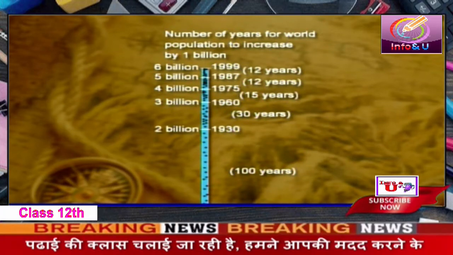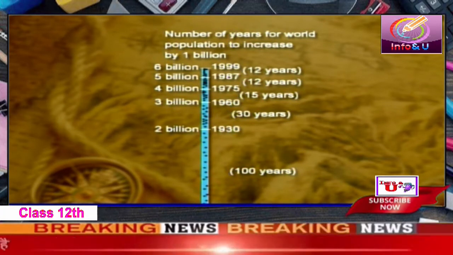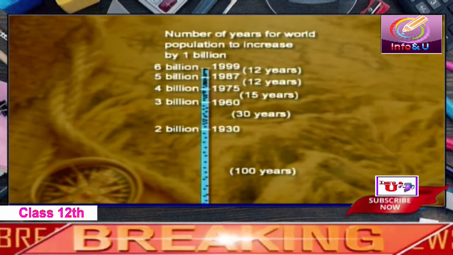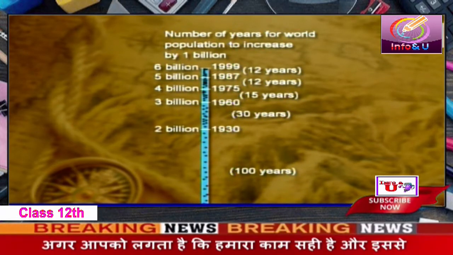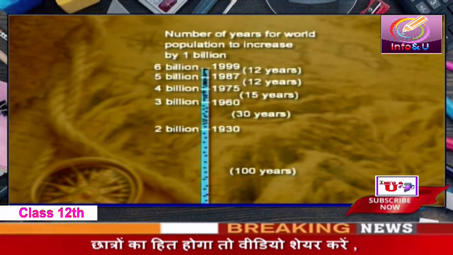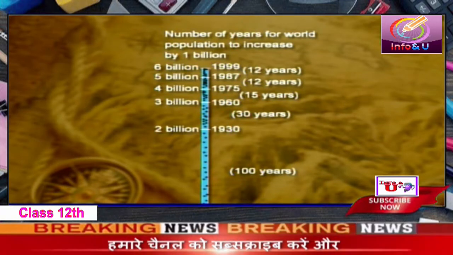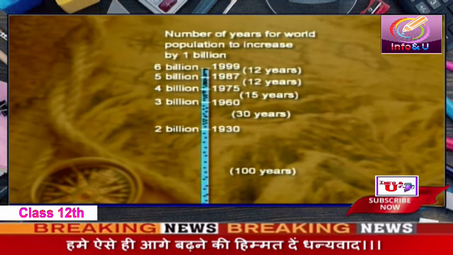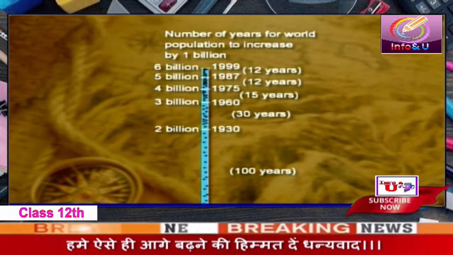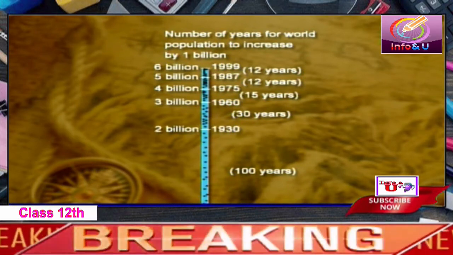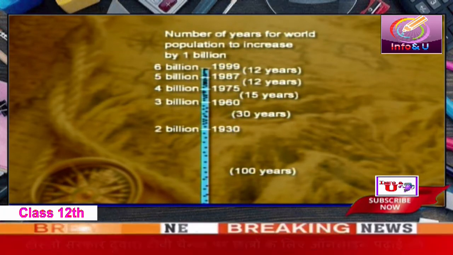Then the doubling time reduced. The next billion people were added within a time span of 30 years, which further reduced to 15 years and then to 12 years. The pace of doubling of the population is higher in the developing countries as compared to the developed countries. There is a direct relationship between the economic development and population growth.